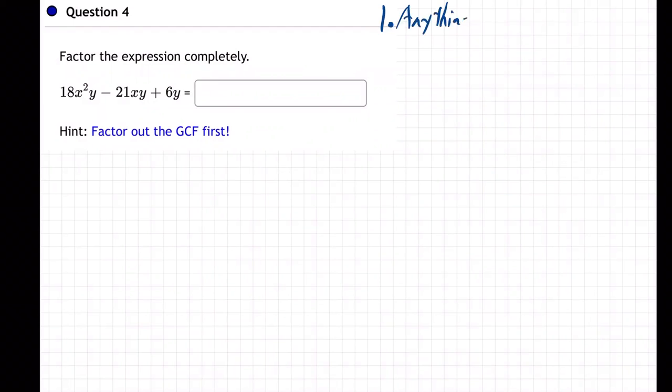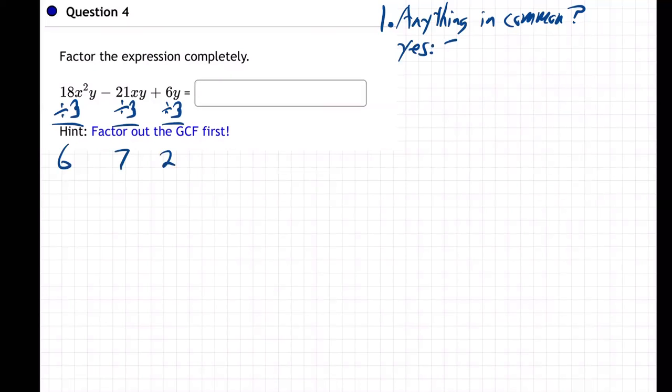Is there anything in common? So you look at the 18, 21, and 6. What goes into 18, 21, and 6? Well, they're all divisible by 3. Okay. So divide them all by 3, that'll leave 6, that'll leave 7, and that'll leave 2. They're all divisible by 3. So the answer is yes, 3, but not just 3. Careful now. Careful. We've got to get everything. If we get just part of it, we'll mess up the problem. We've got to get everything they have in common.